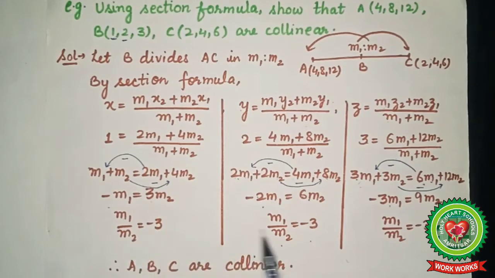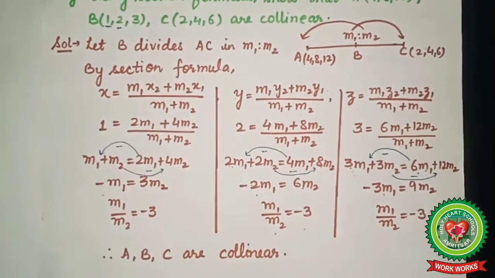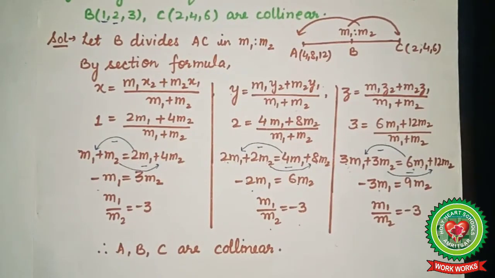In this way we get the same ratio in all three cases. So by using the section formula, we can say that A, B, C are collinear points. This is the way to show collinear points using the section formula.